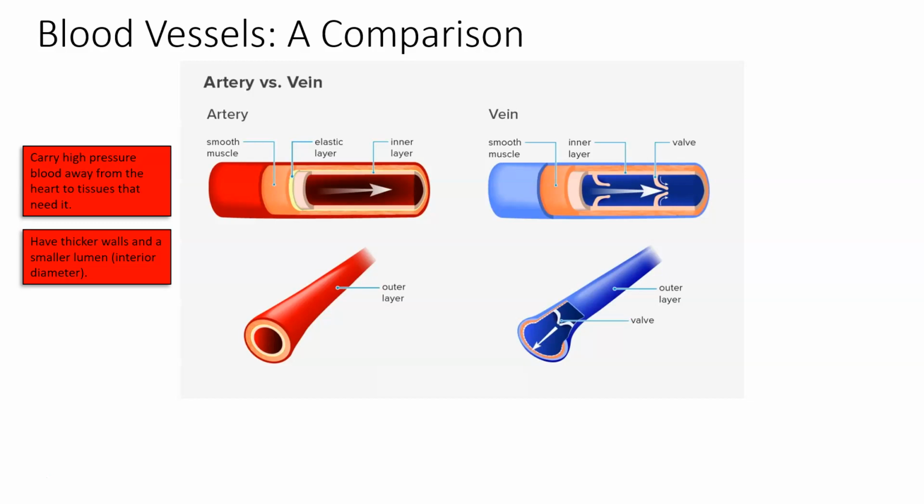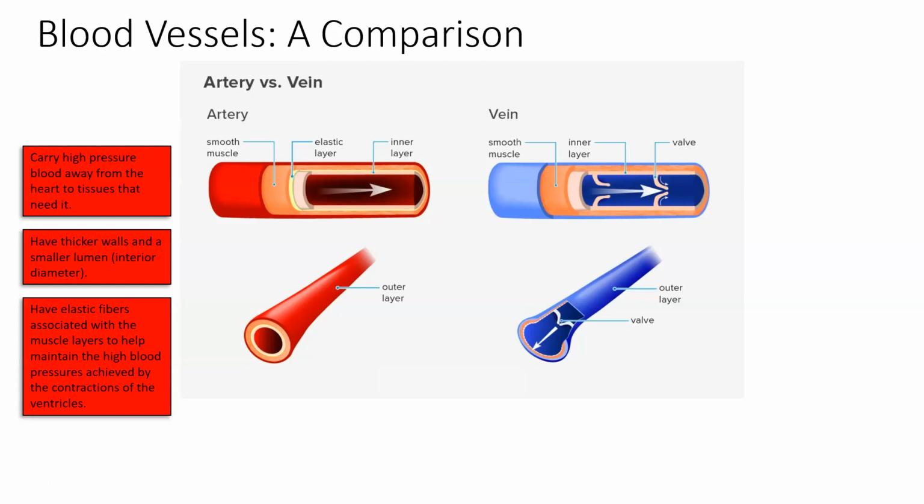Because they carry high pressured blood, they have to have very thick muscular walls and a very small inner lumen. The diameter of the actual vessel itself has to be smaller, while the muscular layers have to be thicker, and that's because it has to withstand the high pressures associated with that particular vessel. They also have to have elastic fibers that are associated with those muscular layers, which are going to help it expand and contract to help keep the blood pressure constant. And I'm going to talk a little bit more about that in a minute.